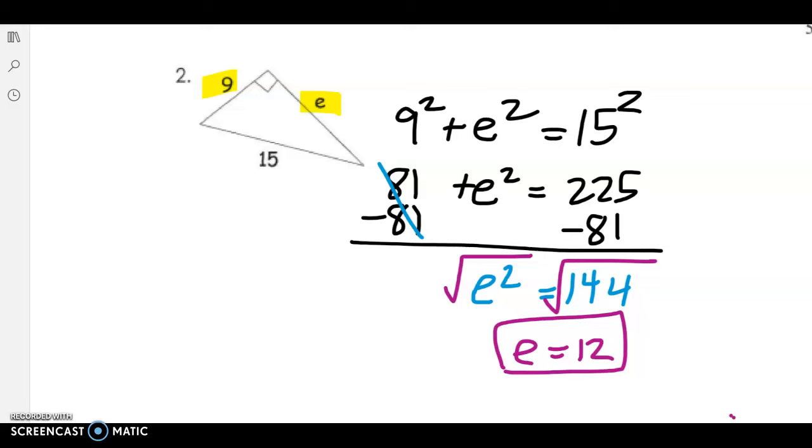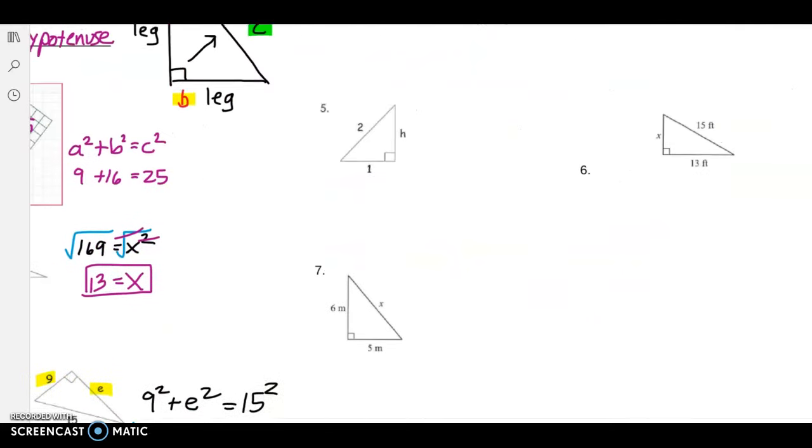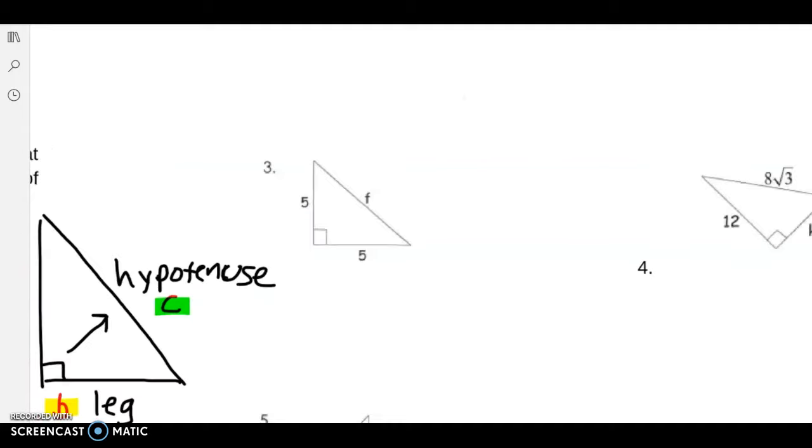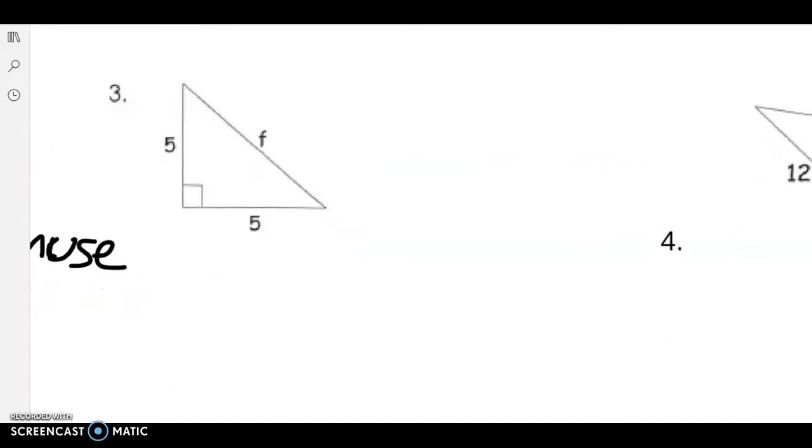All right, let's go ahead and look at that third example, our next example, because it's going to be quite different. Okay, here we go. So this one we're going to look at together because this one is different than the previous. Let's see how it's different. Okay, so looking at this, we know our two side lengths, our legs are 5 and 5, and the hypotenuse is what we don't know.